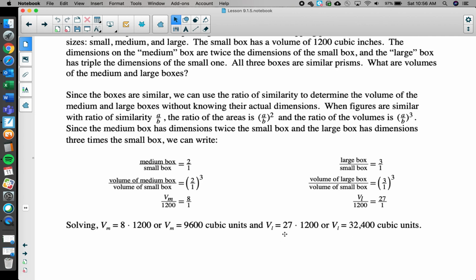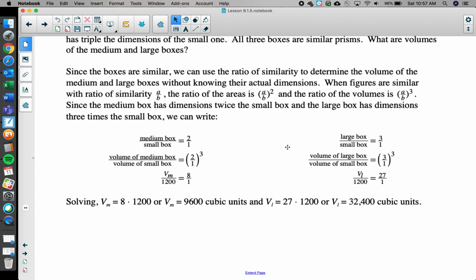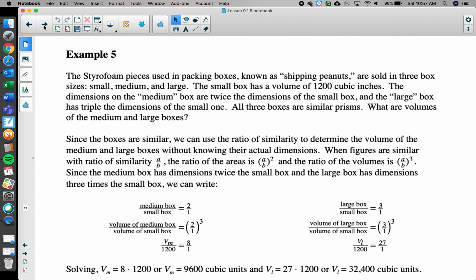Okay, and so again, here's that being explained. The volume of the large box is 27 times the volume of the small box, 1,200, for a total of 32,400. Okay, so that's a good example of how we're going to use those volume factors, so we don't have to just recalculate everything when we do that.